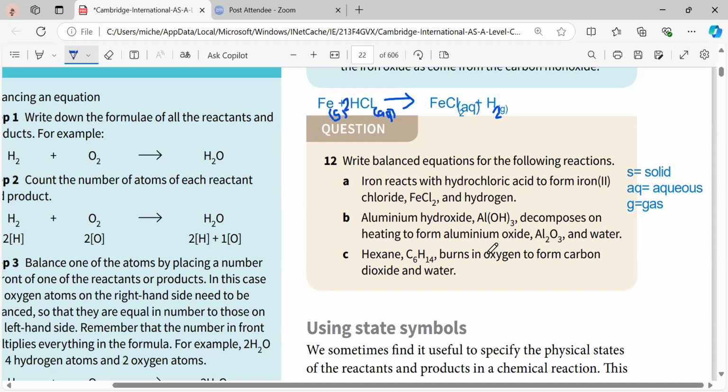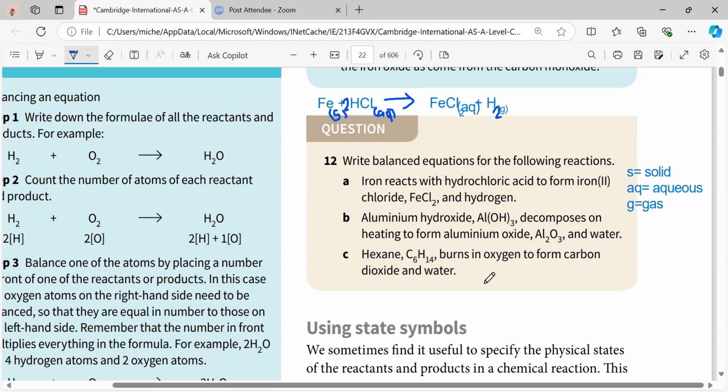Okay, we're going to move on to either B or C since we don't really have much time and we've been stuck in chapter one for quite a long time. Okay, so we're going to go for number C. We have hexane right here. Hexane burns in oxygen to form carbon dioxide and water.